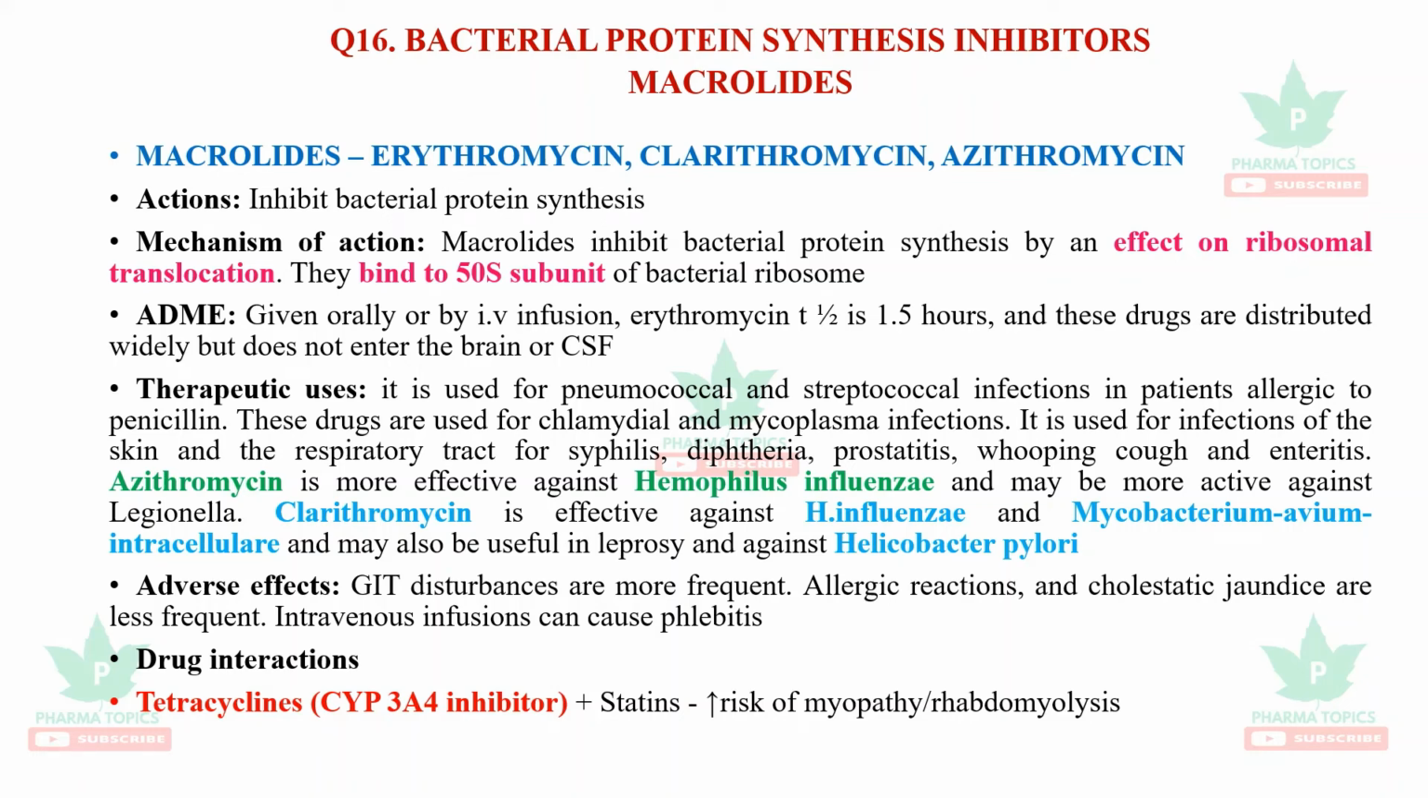These drugs are used for chlamydial and mycoplasma infections. It's used for infections of the skin and respiratory tract, for syphilis, diphtheria, prostatitis, whooping cough, and enteritis. Azithromycin is more effective against Haemophilus influenzae and may be more active against Legionella. Clarithromycin is effective against Haemophilus influenzae and Mycobacterium avium intracellulare and may be useful in leprosy and also used for treatment of peptic ulcer disease caused by Helicobacter pylori.